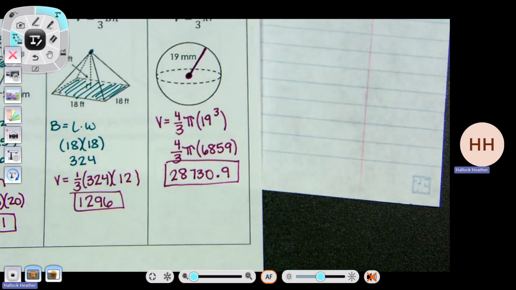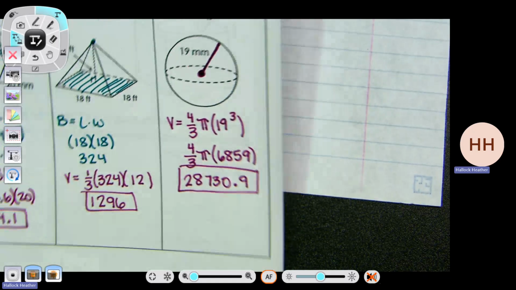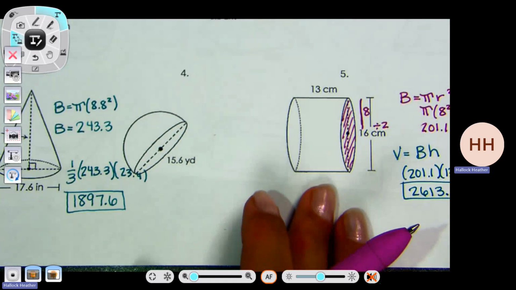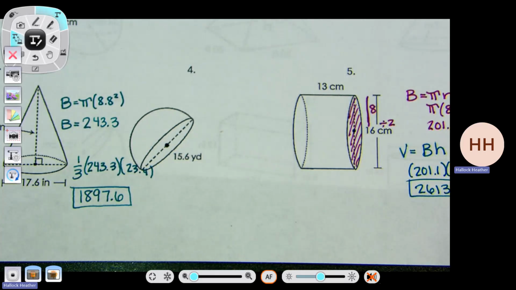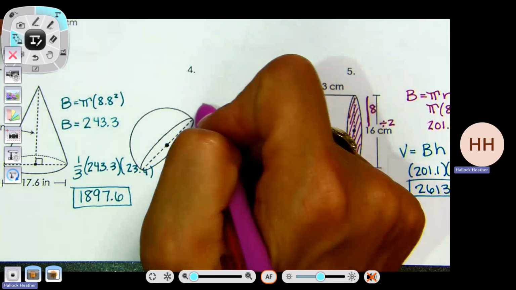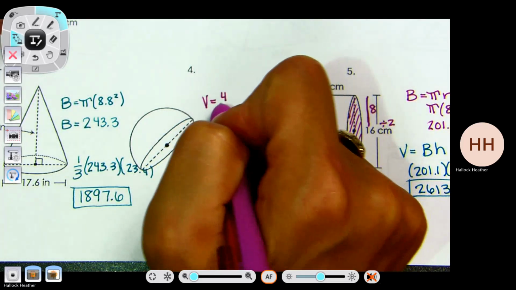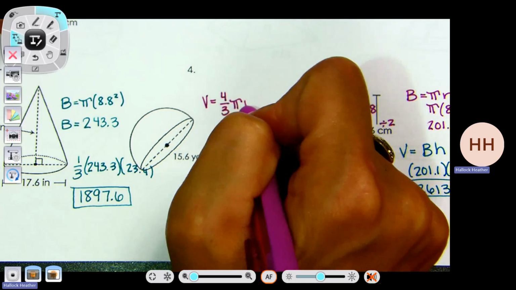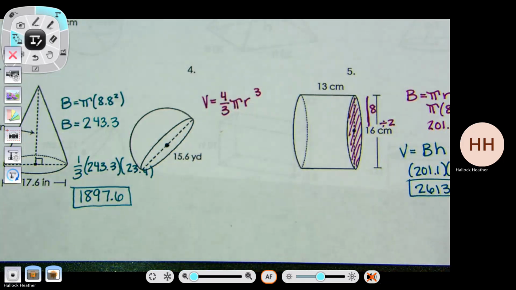So try number 4 down at the bottom. It is just like a sphere. It's called a hemisphere, which is half of a sphere. So try this one using 4/3 pi r cubed. In the end, you will divide at the very end.